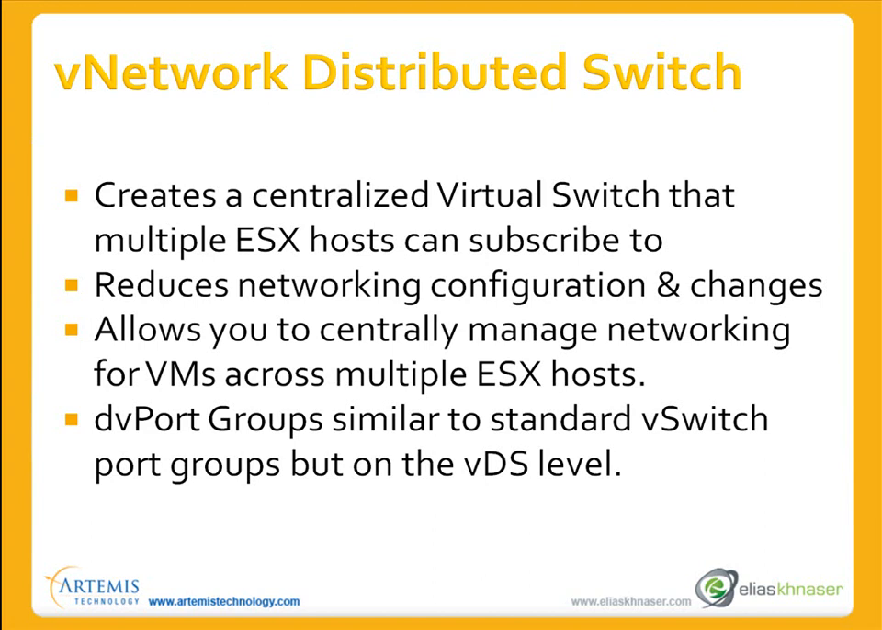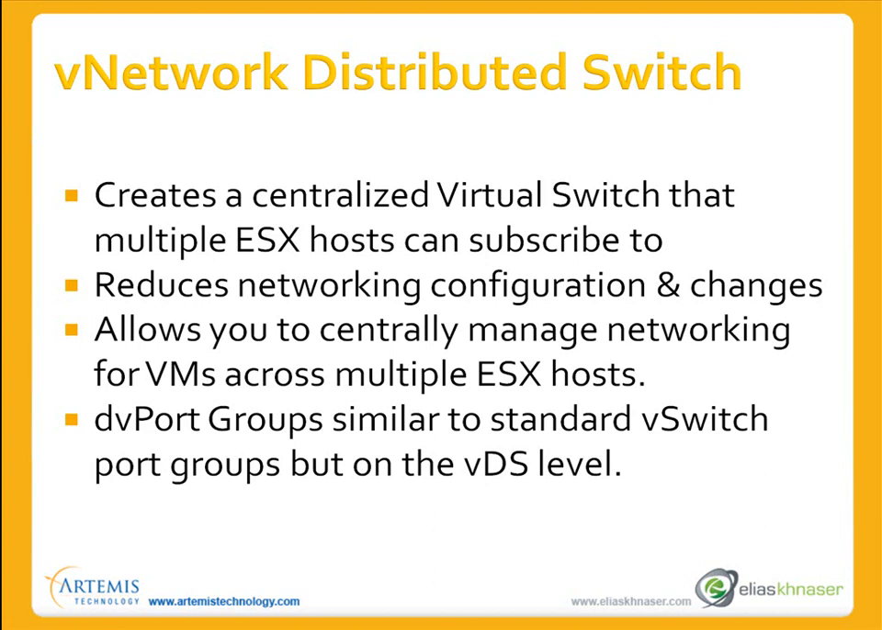So what vNetwork Distributed Switch brings to the table is a centralized virtual switch that can span multiple ESX hosts. Instead of making a change on each ESX host, you now make it on a centralized virtual switch, and any ESX host that is subscribed to this virtual switch gets access to the same port groups, same subnets, same networks, so that you don't have to make these multiple changes. You can see how this can reduce configuration and change time, because you're not having to do this multiple times. This also reduces the window of error because you're doing it once.